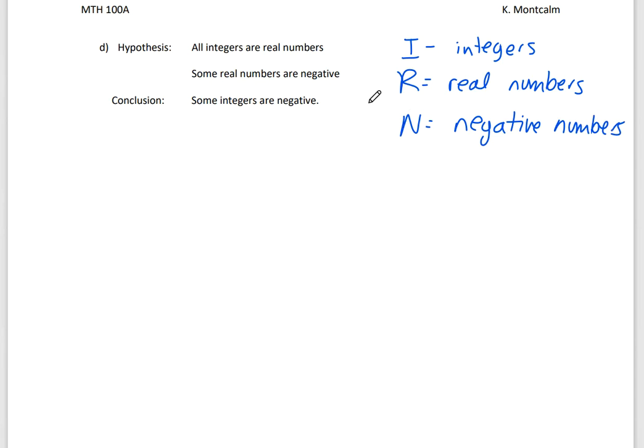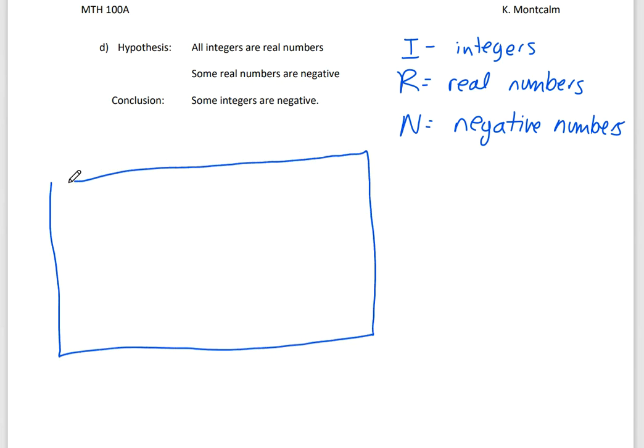Okay, so it's important that you identify what your circles are. If you just put letters, how am I supposed to know what you mean, right? So please make sure that you're identifying what your circles are going to be. We can draw ourselves a nice big rectangle for our Venn diagram. So again, we're just drawing for the conditions of our hypothesis.